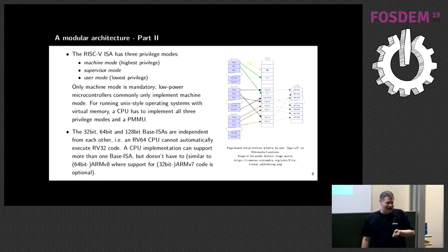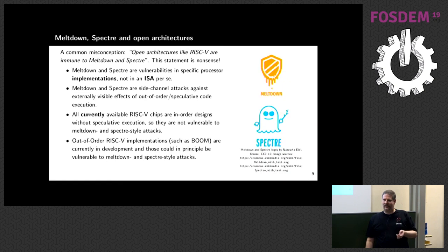Short side note on Meltdown and Spectre. In discussions about RISC-V, often people claim, yeah, RISC-V is the solution to Meltdown and Spectre. It's an open architecture. We won't have any problems with that. It's just nonsense, because Meltdown and Spectre are implementation bugs. They are not a bug in the design of the instruction set architecture, but in specific chip implementations. Currently we have no RISC-V chips which do speculative execution, which is the base for Spectre and Meltdown. So currently there is no RISC-V chip that's vulnerable. Nobody can guarantee that that won't happen in the future when we get chips that do speculative execution.